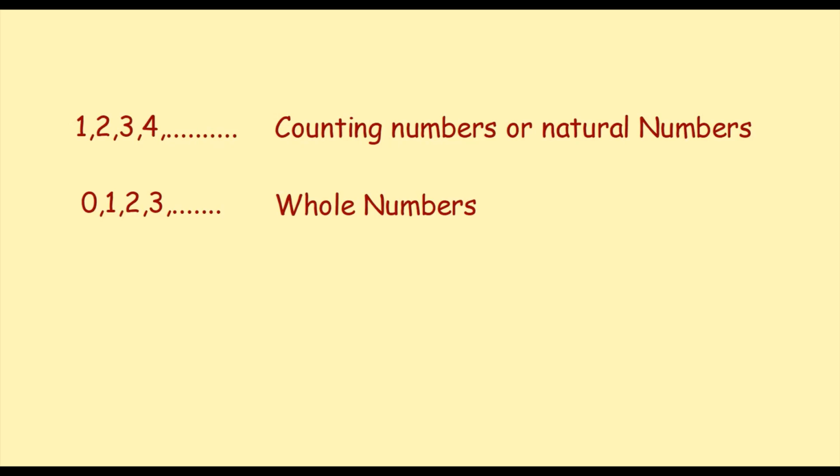Now again, the opposite of these natural numbers, that is -1, -2, -3, -4. The number system containing negative numbers, 0, and positive numbers, such as -3, -2, -1, 0, 1, 2, 3, etc., we can call integers. These are all the number systems we learned in the previous classes.